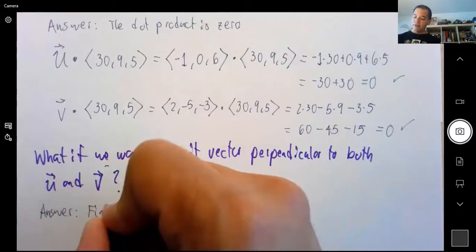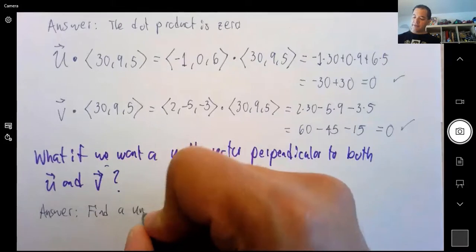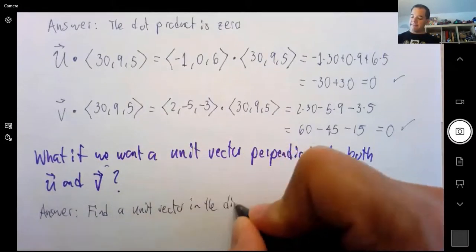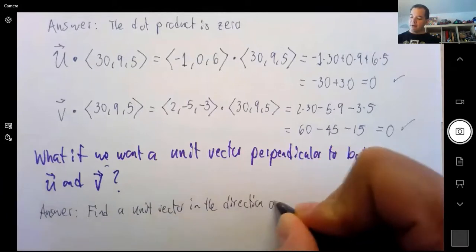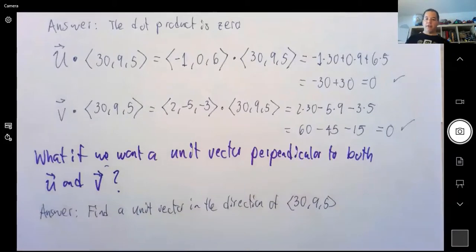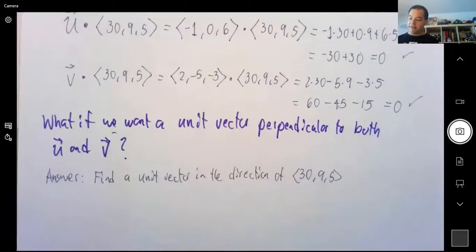So what we'll do is find a unit vector in the direction of <39.5>. We already know this one works. We divide by its magnitude, right? If we divide by its magnitude, then we shrink it so that it becomes unit, or we enlarge it. If it's tiny and you divide by a small number, then it becomes bigger, right? So what is the magnitude of <39.5>?